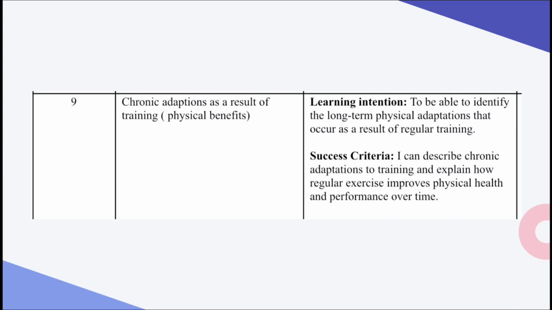As a result of physical activity, chronic adaptations can occur, which are explored in Lesson 9. The success criteria include students being able to explain how regular exercise improves physical health over time, focusing on the long-term physical changes that occur as a result of physical exercise.